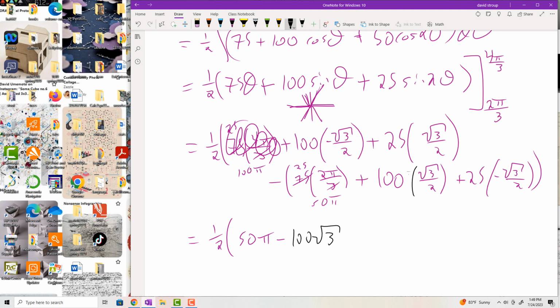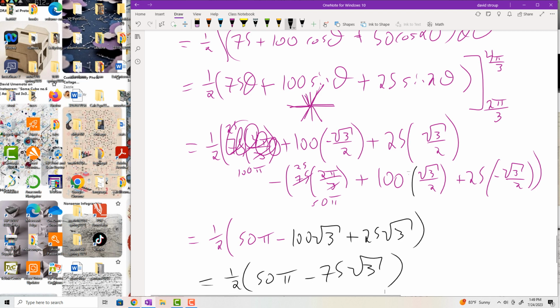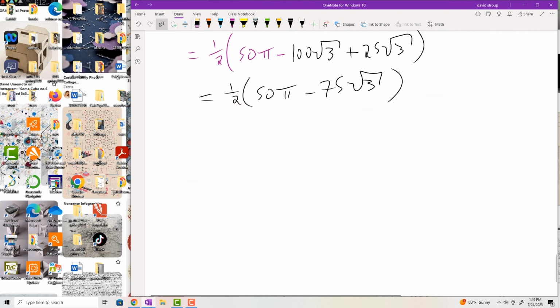And then we get 25 plus another 25, so 50 √3 over 2's. That would just be 25 √3's. And then this would be 1/2 times 50 pi minus 75 √3, barring any arithmetic errors. And I don't have it written down in my notes, so I'm sure I made one. But anyways, there's the idea.